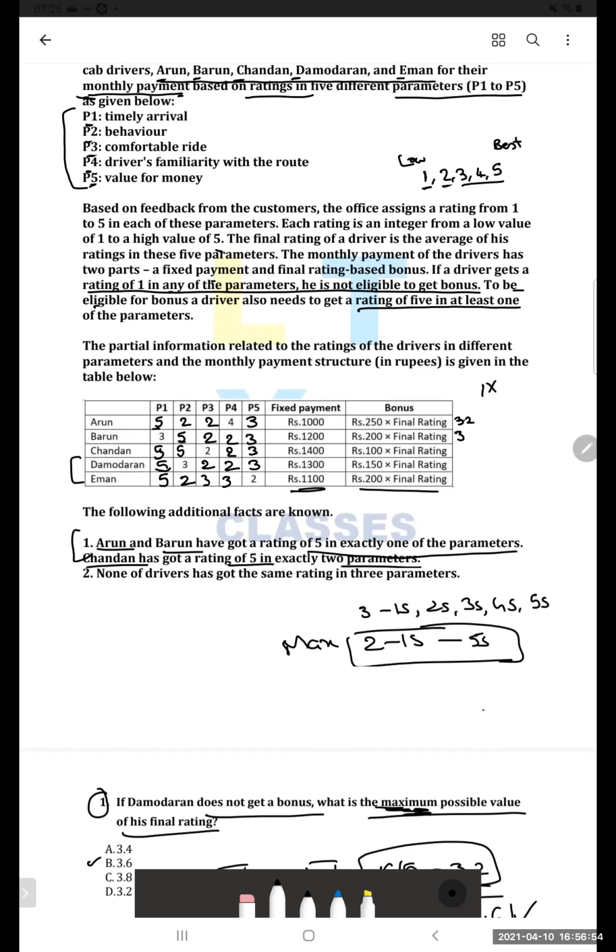Chandan, 5 plus 5 is 10. 10 plus 7 is 17. So the average rating would be 3.4. Damodaran, 5 plus 5 is 10. 10 plus 5 is 15. Average rating is 3. Next, 5 plus 5 is 10, 15. Average rating is 3. Okay.